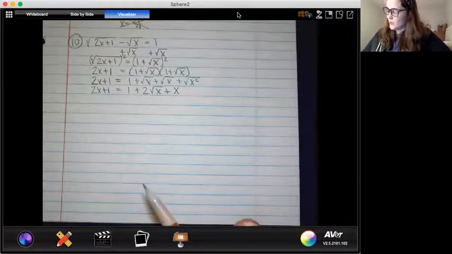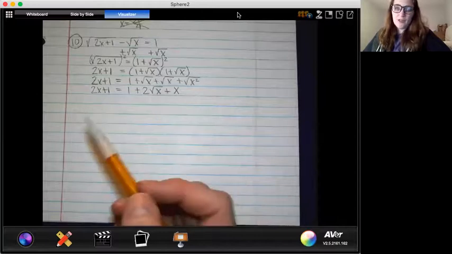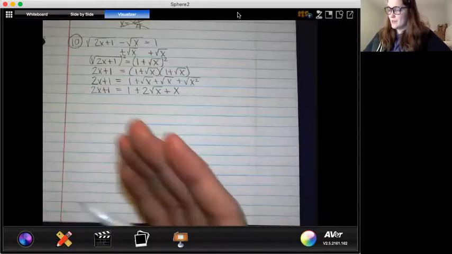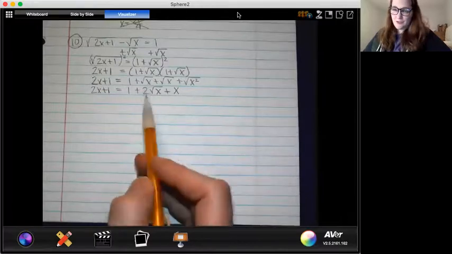Okay. So now the problem is that in the problems before, at this point, we'd be able to set it equal to 0 and factor. But in this problem, we still have a radical.